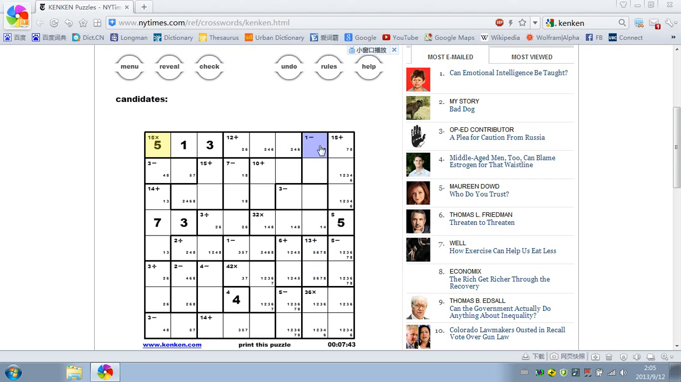If this is 8, this has to be 7. There's no way you can get 13. So this cannot be 8. So this has to be 7. This must be 8. And you will not have 2 here because you cannot have 5. And you cannot have 3 here because 8 is already filled in.